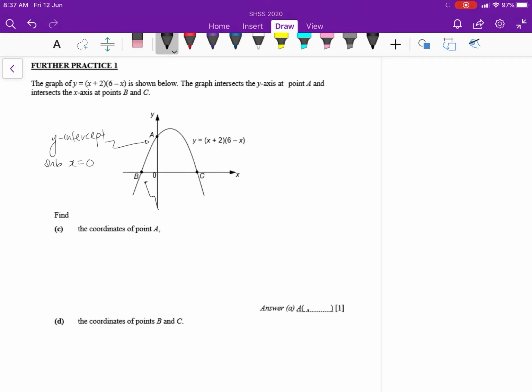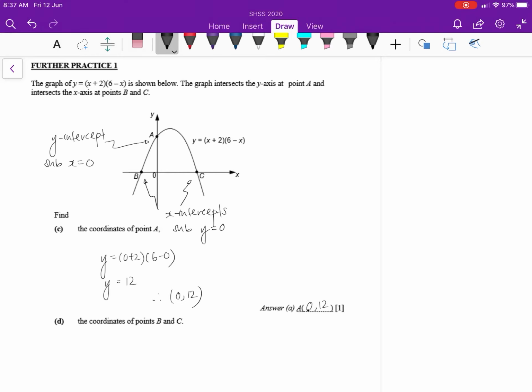For B and C, they are the x-intercepts. To get the x-intercept, you need to substitute y equals 0. Okay, so very simple. To find the coordinates of point A, we sub x equals 0. So y equals 0 plus 2, 6 minus 0. y equals 12. They want coordinates, but I know my x is 0, my y is 12. So the answer is 0, 12.